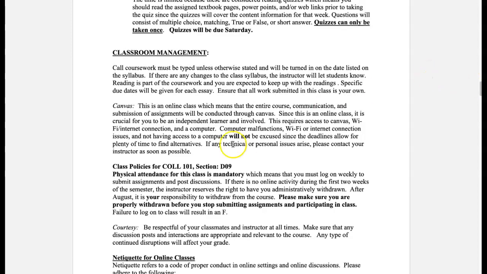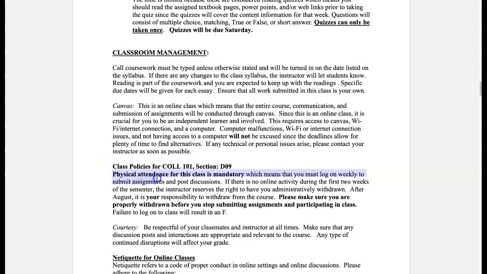Please keep in mind that computer malfunctions, Wi-Fi or internet connection, and having issues with your computer are not considered valid excuses. So if you are having issues, please make sure you contact me right away, but also don't wait until the very last minute to submit an assignment or things like that, because technology issues always tend to happen when we don't want them to happen. So just make sure that you give yourself enough time, and if you are having computer issues and you haven't been able to fix them, go ahead and email me and maybe I can help you out.